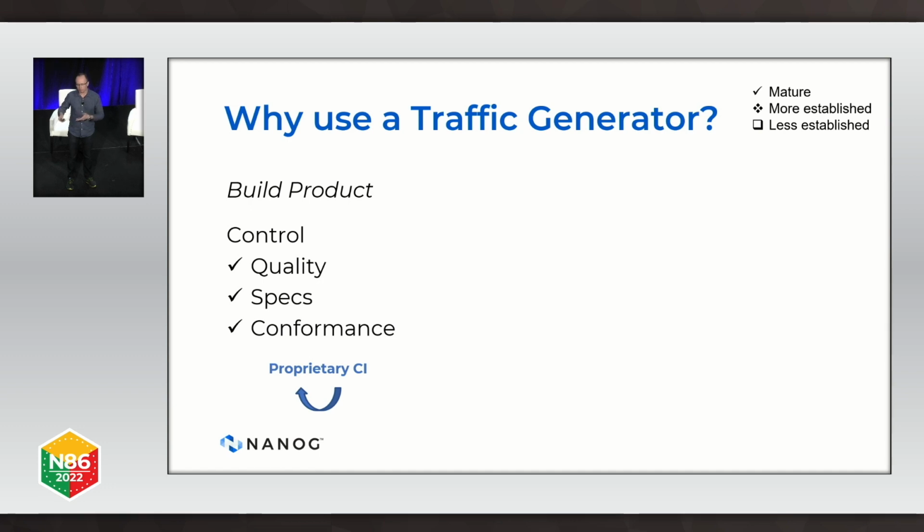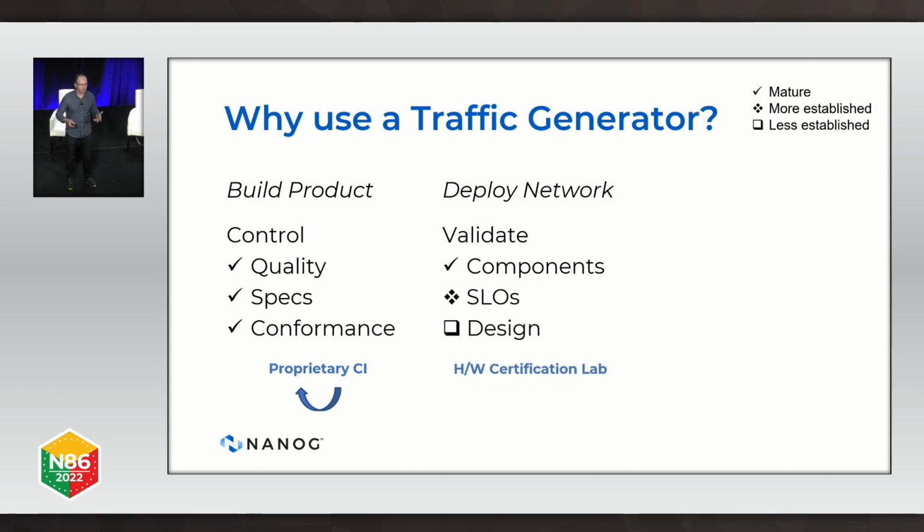Now, when it comes to network operators, there are two parts. The first part is when somebody is designing a network, preparing to build it. It's a very common task to use a traffic generator to decide which components to choose, which perform better, which live up to expectations. Sometimes people also use a traffic generator to see whether the overall design would live up to the service level objectives that the business puts on the network. And then there is an even less established area where people use a traffic generator to validate the whole design.